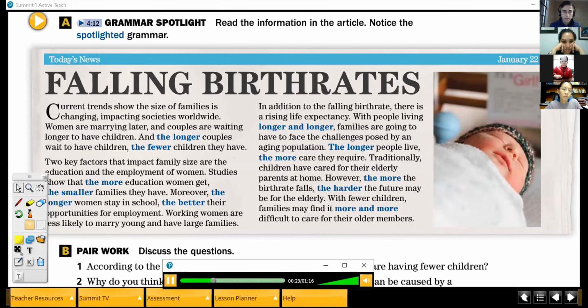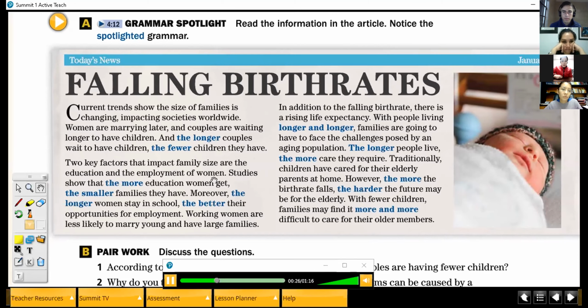Falling birth rates. Current trends show the size of families is changing, impacting societies worldwide. Women are marrying later, and couples are waiting longer to have children. And the longer couples wait to have children, the fewer children they have. Two key factors that impact family size are the education and the employment of women. Studies show that the more education women get, the smaller families they have. Moreover, the longer women stay in school, the better their opportunities for employment. Working women are less likely to marry young and have large families.